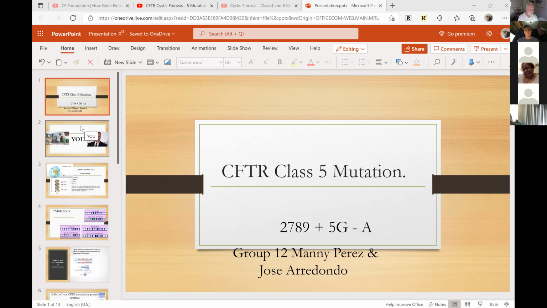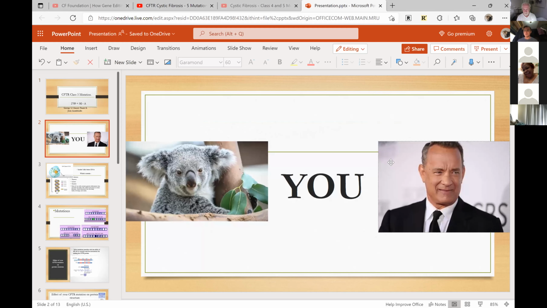So what does a koala, you and Tom Hanks have in common? Well, we are all made out of cells. These cells are a subunit of life. Inside the cells, there's a nucleus which contains our DNA.